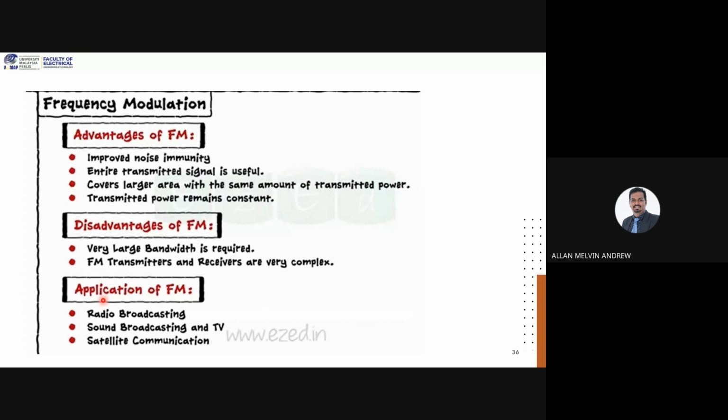Okay, so the applications of frequency modulation: radio broadcasting, like how we hear the radio in the car, sound broadcasting and TV, so our TV system, satellite TV and satellite communication. When we want to communicate with outer space, and satellite GPS, all these are related to frequency modulation.